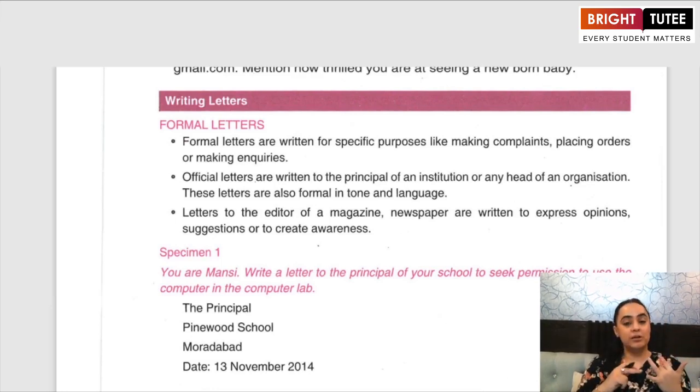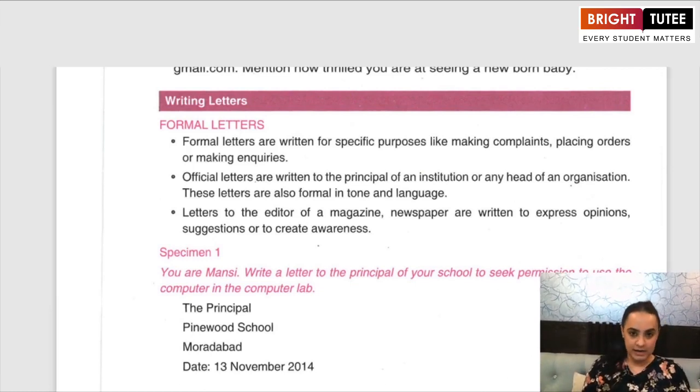That is writing complaints, placing an order, making an inquiry, writing a letter to the principal or the head of an organization, writing a letter to the editor of a newspaper or a magazine. So we have multiple types of formal letters. We will learn about each one of them with the help of an example.